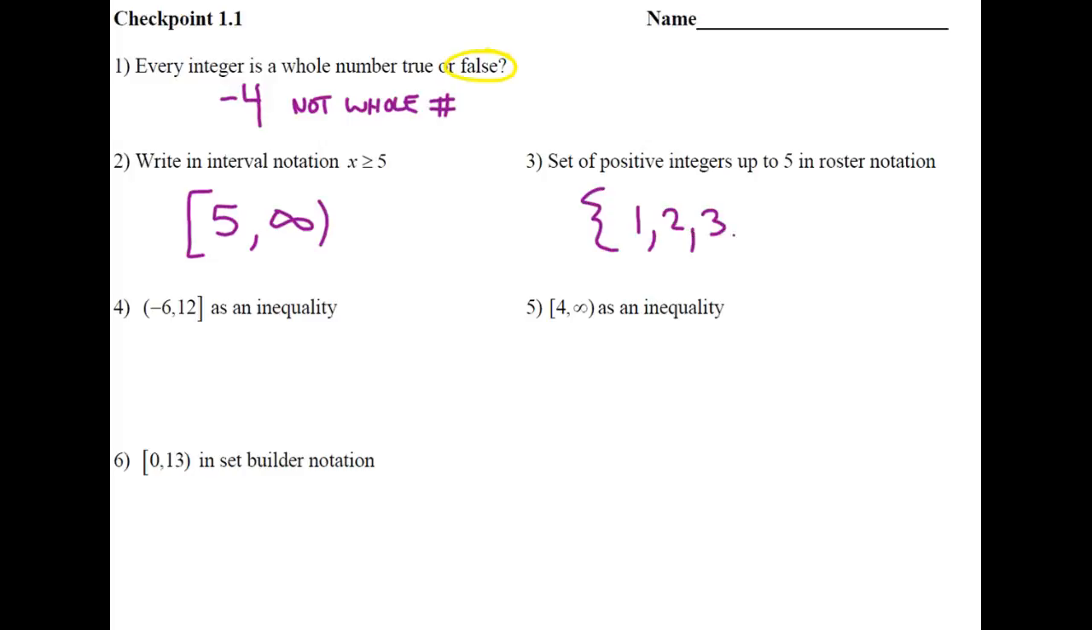Number 3, set of positive integers up to 5 in roster notation is going to look like this. Roster notation, you literally just write out the whole roster, just like that. Put a couple curly braces down.